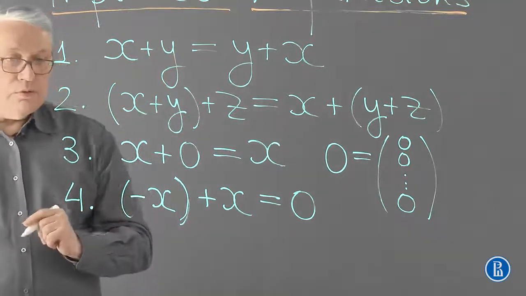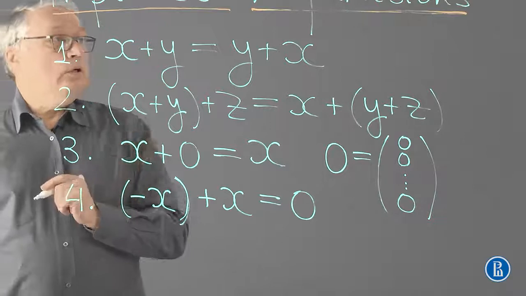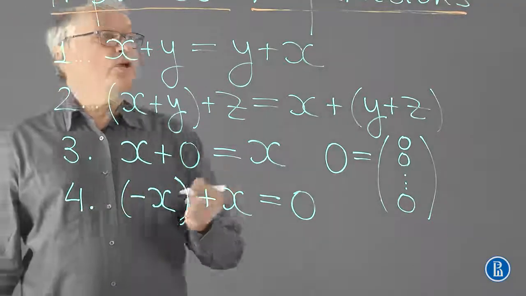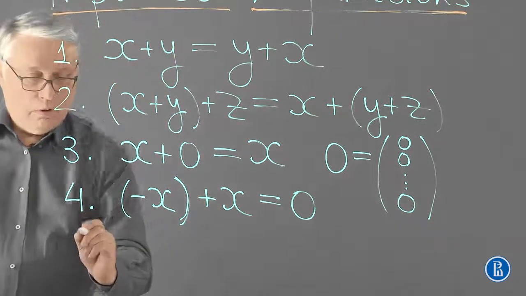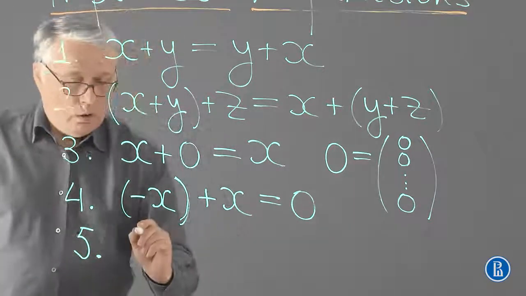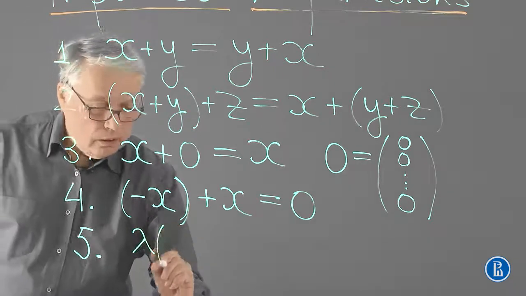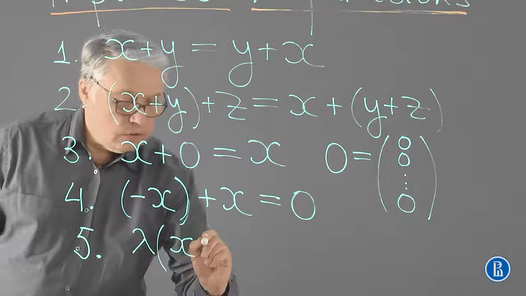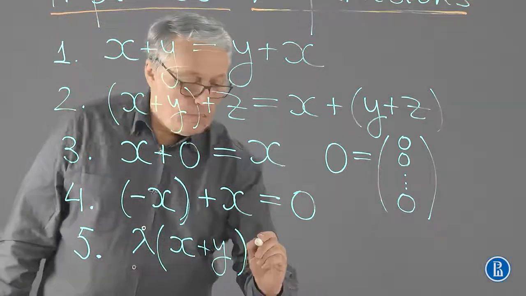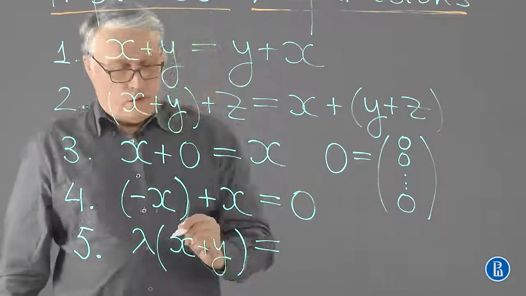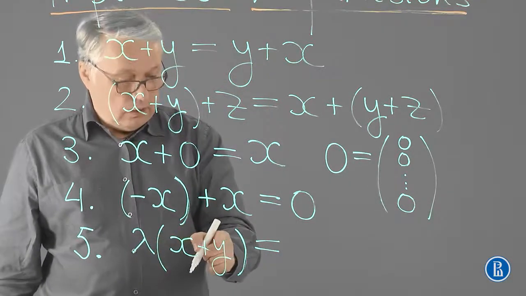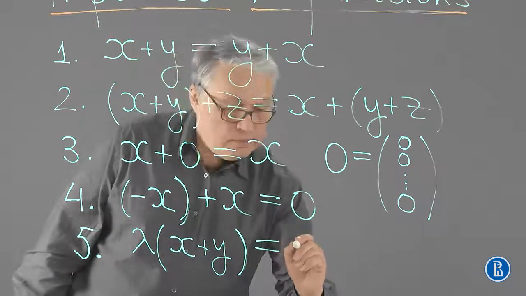Now, the rest will be properties about multiplication by a scalar, and also there are some properties where both operations are combined, like number 5. When I multiply a sum of two vectors, x and y, by the scalar lambda, instead I can multiply lambda by x and lambda by y and add them up.